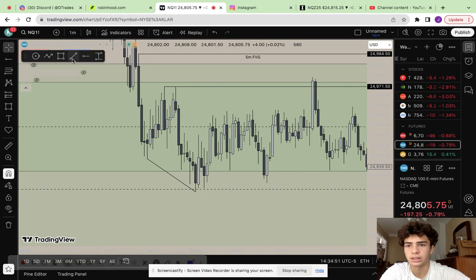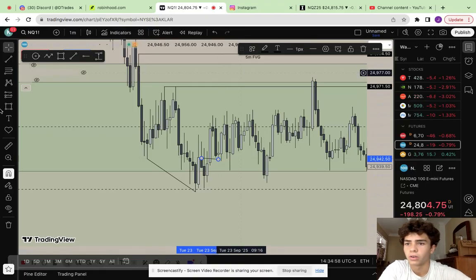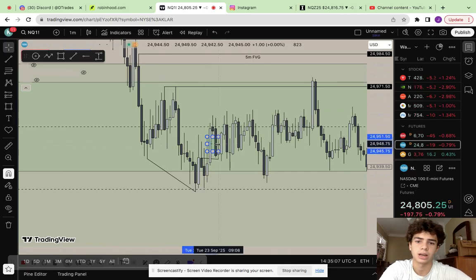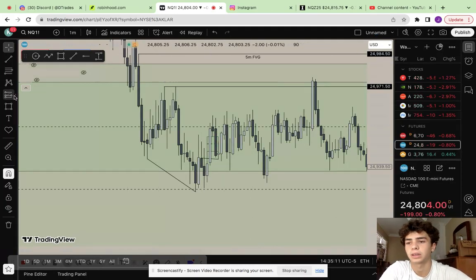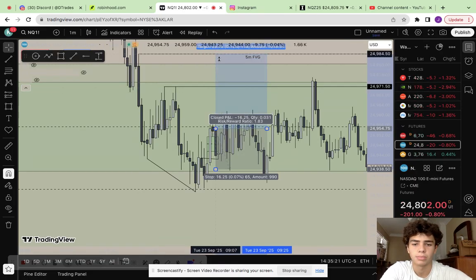So we get a CISD following the tap on the 4-hour gap, and then after the CE, we get a 1-minute fair value gap with strong displacement right here. So then I enter in longs once we retap this 1-minute fair value gap, targeting the bottom of the 5-minute gap I mentioned earlier. So if we mark out, my entry was, let's say, right here about, and then we were targeting the bottom of this 5-minute with our stop loss just below the 1-minute gap.